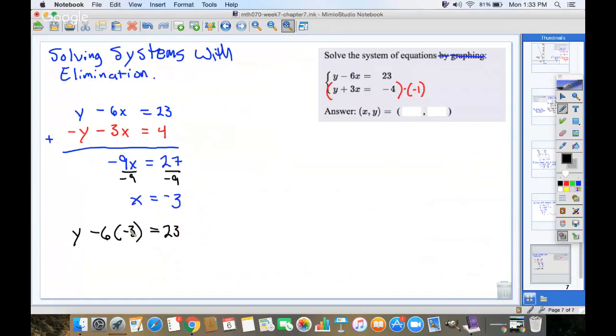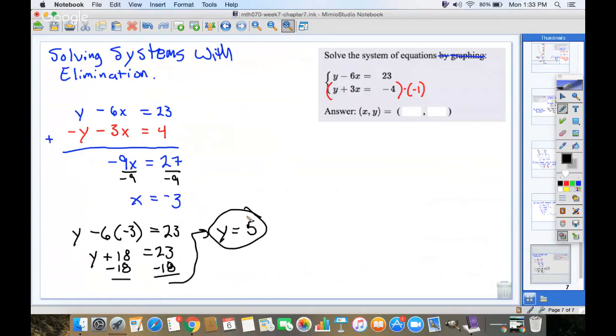So a negative times a negative is a positive. y plus 18 is 23. Subtracting 18 from both sides, I get that y is 5.